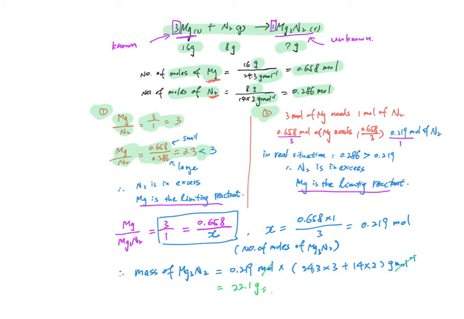So the possible answer may be the amount of nitrogen is larger, or the amount of magnesium is smaller. Smaller than that means a limiting reagent, and larger means maybe N2 is in excess amount. So it turns out N2 is in excess because it's a larger amount, and magnesium is the limiting reagent.